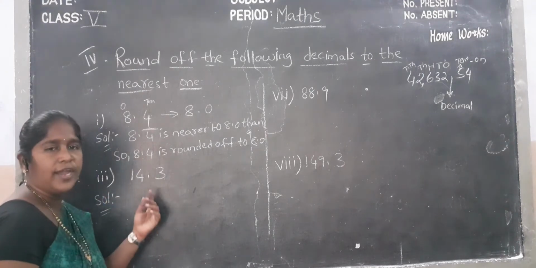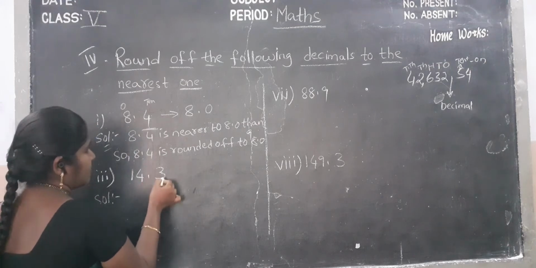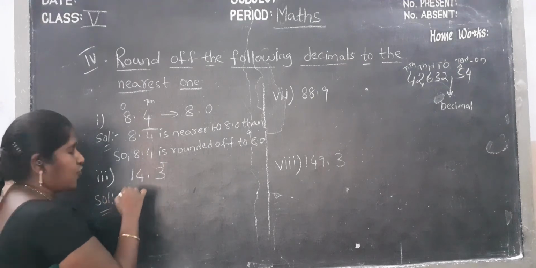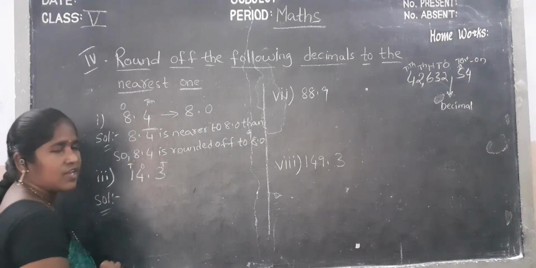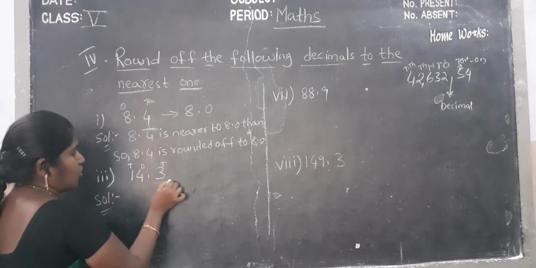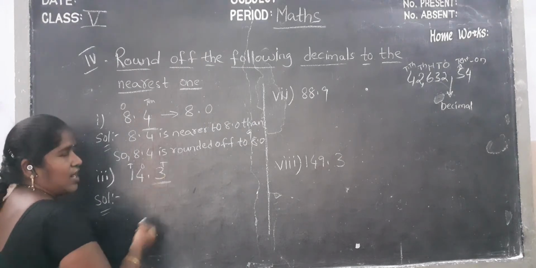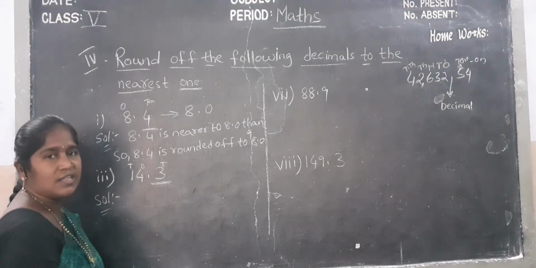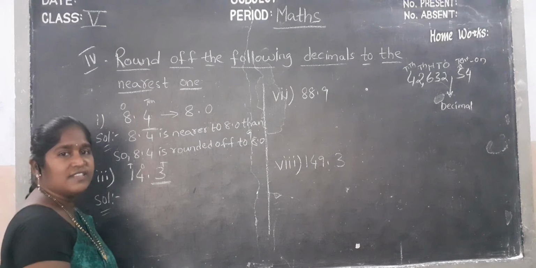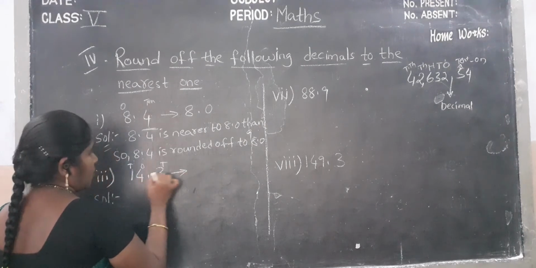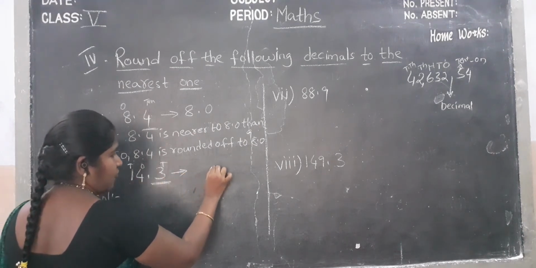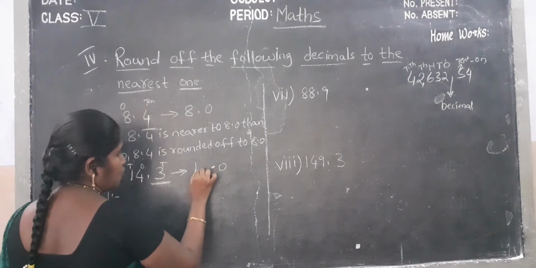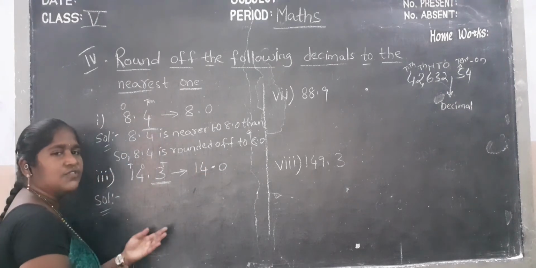Next one, see children, what is the given number? 14.3. 14.3. So after the decimal the place value of 3 is the tens place. Before the decimal the place values of 4 and 1 are ones and tens. Okay children, ones and tens. See children, we want to observe the place value after the decimal point. What is the given digit, children? That one is 3. That means that 3 is less than 5. Less than 5 means how to keep that, children? After the point we will keep 0 and before the decimal write the numbers as usual. So 14.0. The answer is 14.0.